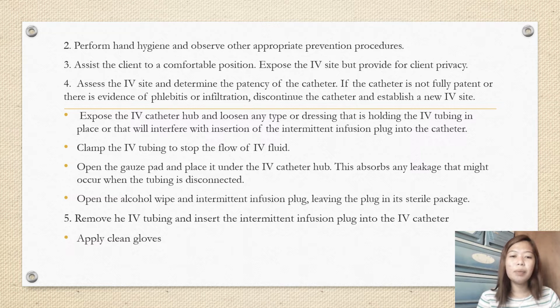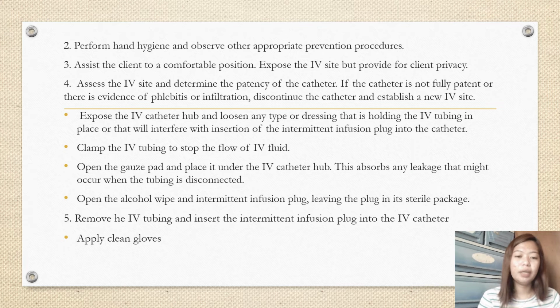Next, expose the IV catheter hub and loosen any tape or dressing that is holding the IV tubing in place or that will interfere with insertion of the intermittent infusion plug into the catheter. Clamp the IV tubing to stop the flow of IV fluid. Then open the Chux pad and place it under the IV catheter hub. This absorbs any leakage that might occur when the tubing is disconnected. Then open the alcohol wipe and intermittent infusion plug, leaving the plug in its sterile package.